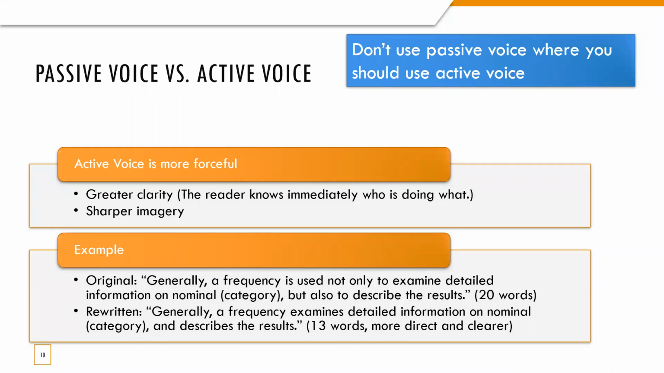Don't use passive voice where you should use active voice. Why? Because it has greater clarity and it has sharper imagery. So for example, generally a frequency is used not only to examine detailed information on nominal category, but also to describe the results. We can change that: generally, a frequency examines detailed information on nominal category and describes the results. So it has only 13 words and is more direct and clearer.